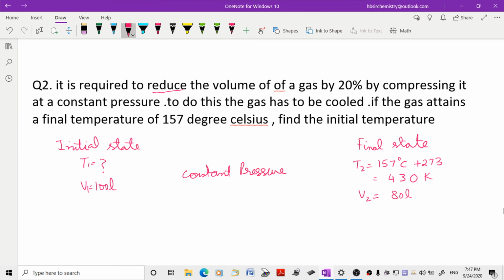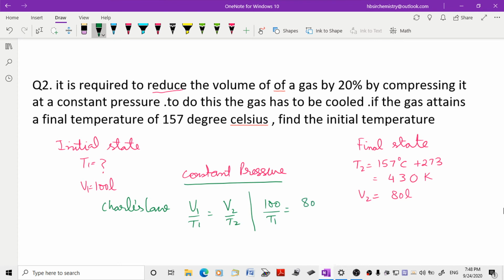So which law are we going to apply? We know that when the pressure is constant, we apply the Charles law. This is a Charles law problem, and the mathematical expression of Charles law is V1 upon T1 is equal to V2 upon T2. So what is V1 here? V1 is 100, and then T1 is here, then V2 is 80, and the T2 is 430. See, always put in Kelvin scale. So the T1 will come as 100 into 430 divided by 80.